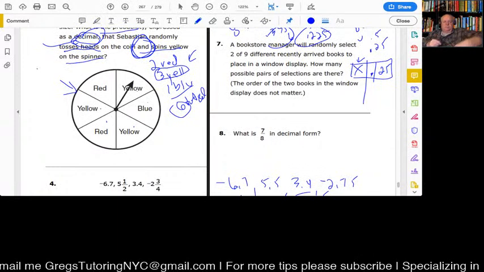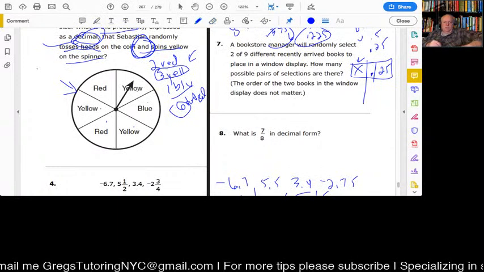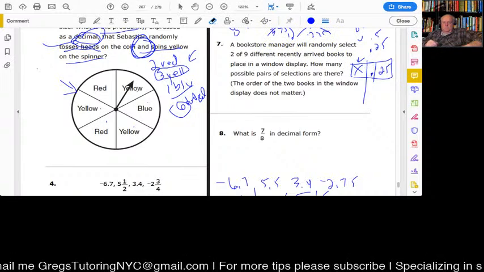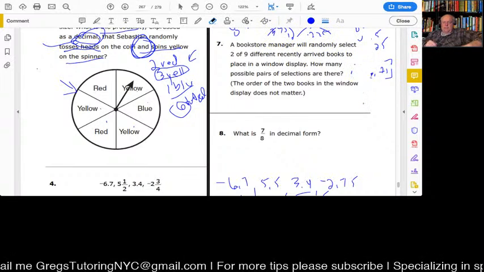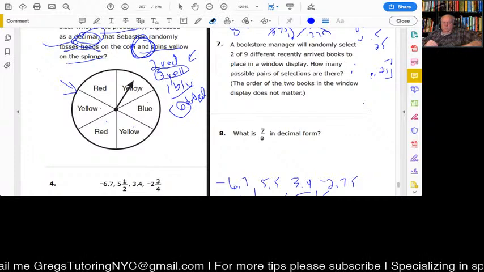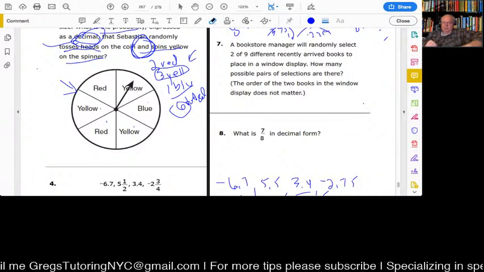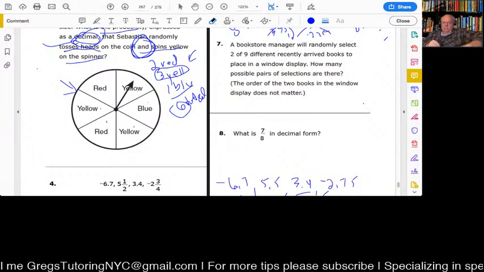Number 7. Some of these don't seem very SHSAT-y, because the last one is really just testing you on your basic knowledge. And for the most part, the SHSAT avoids that kind of question.